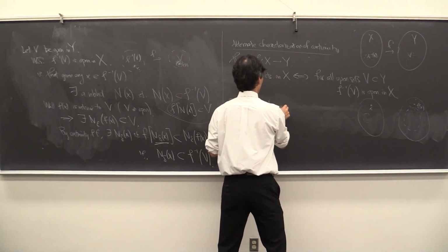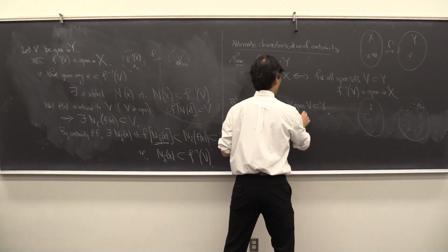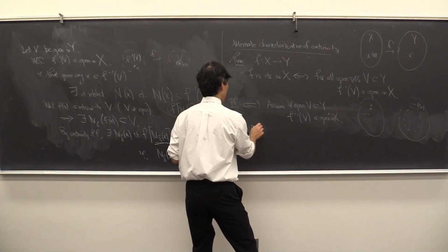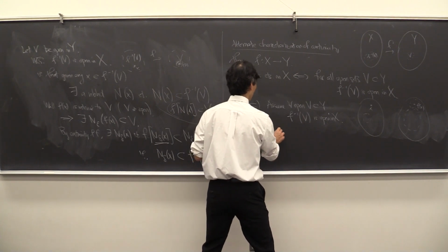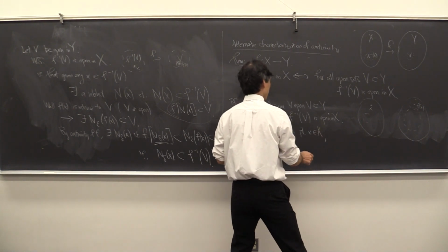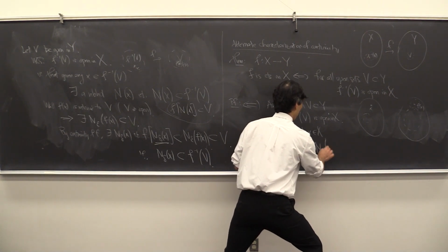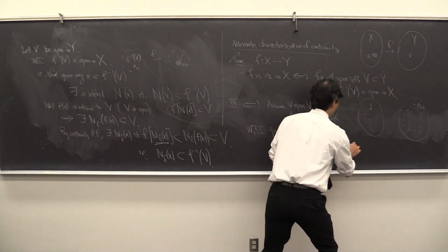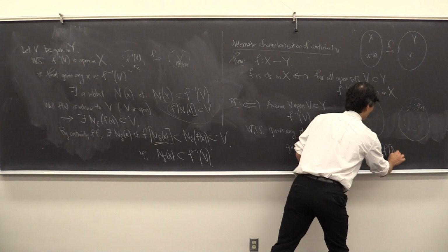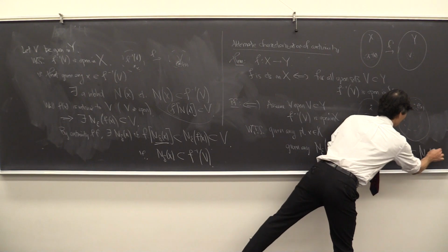Assume that for all open V in Y, the preimage of V is open in X. We want to show that given any point x in X, given any epsilon neighborhood of f of x, there exists a delta ball around x such that f of the delta ball is contained in the epsilon ball of the image.